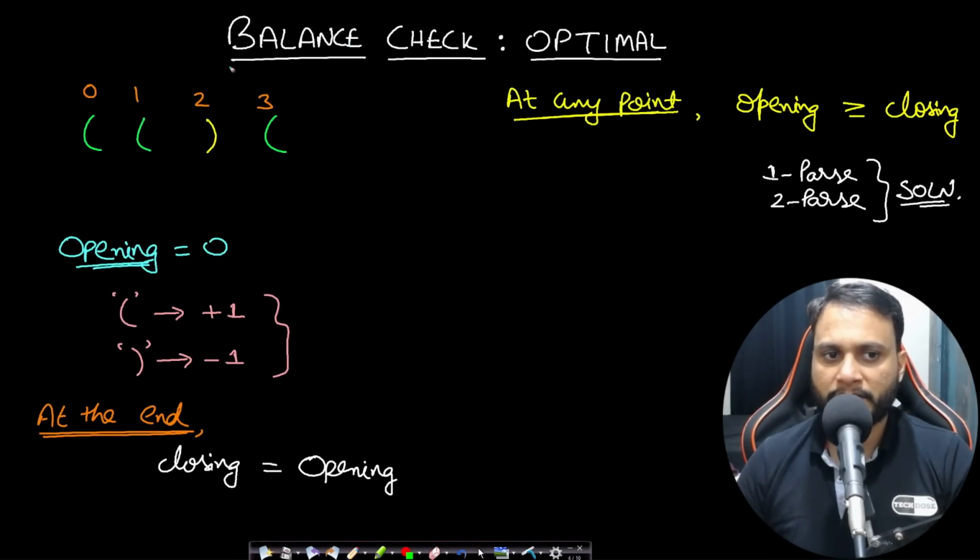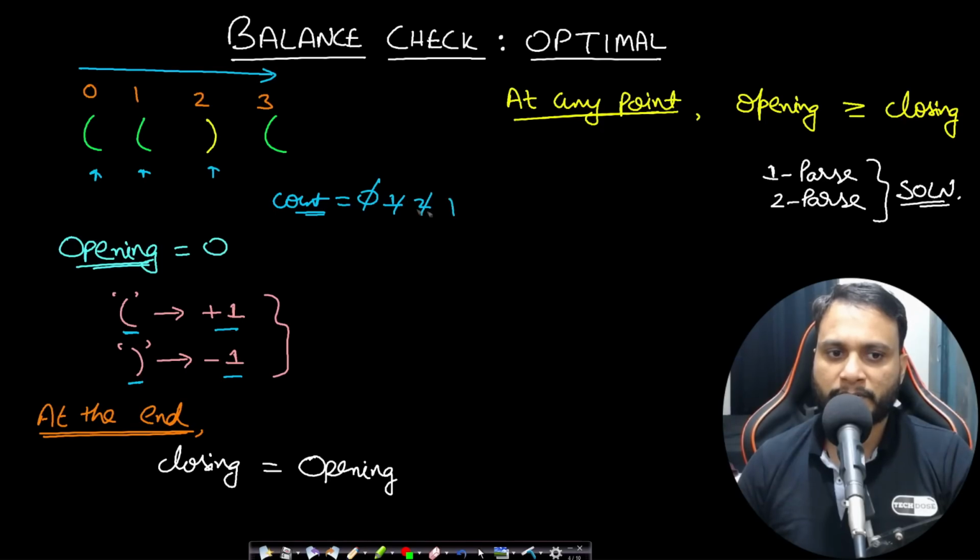In this case I am taking the same example. You can either solve it in one parse or two parses. Let me first tell you about the one parse solution. You can simply go from left to right, parsing one bracket after another, and you can keep a counter. This counter will be 0. Whenever you see an opening bracket, you do +1, and whenever you see a closing bracket, you do -1, okay? When you see an opening bracket, you do +1. When you see a closing bracket, you do -1. When you see an opening bracket, you do +1.